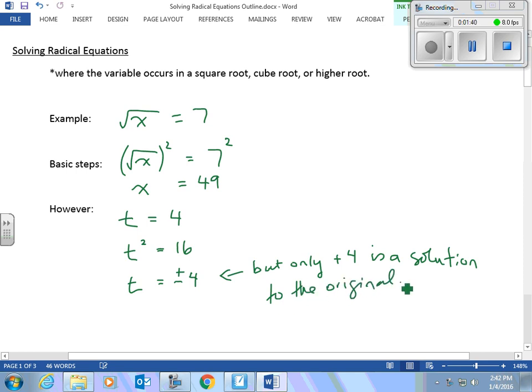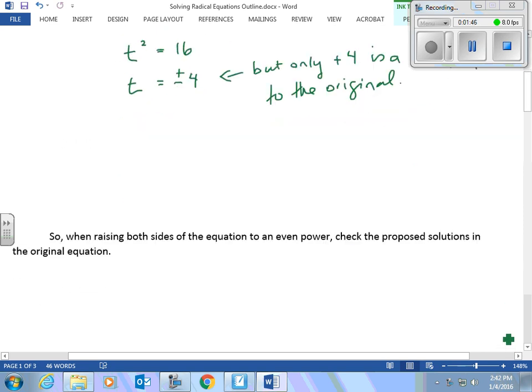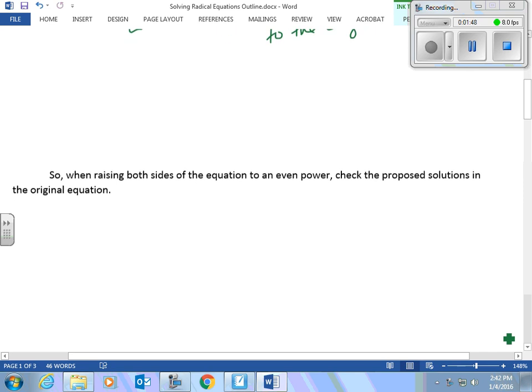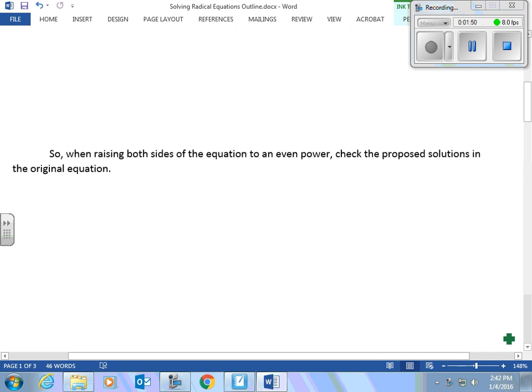So that leads us to a rule, and this is only going to happen when we have even exponents, because when we have odd exponents, if we have a root of an odd number, we'll have an odd original number, and the sign will always be the same. But with even roots and even powers, when we take the square root, we can have a positive or a negative solution.